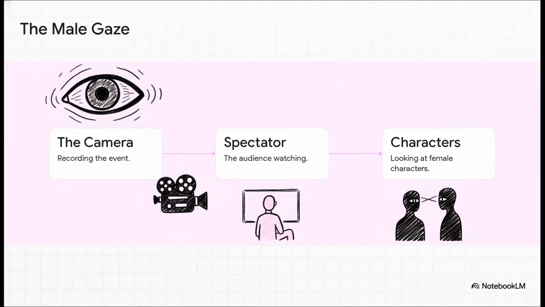She broke down three interlocking ways classic cinema codes women as passive objects of visual pleasure. Step 1, the camera actually recording the event. Step 2, the spectator or the audience watching. And step 3, the male characters within the narrative looking at the female characters. It completely changed how we dissect and watch movies.